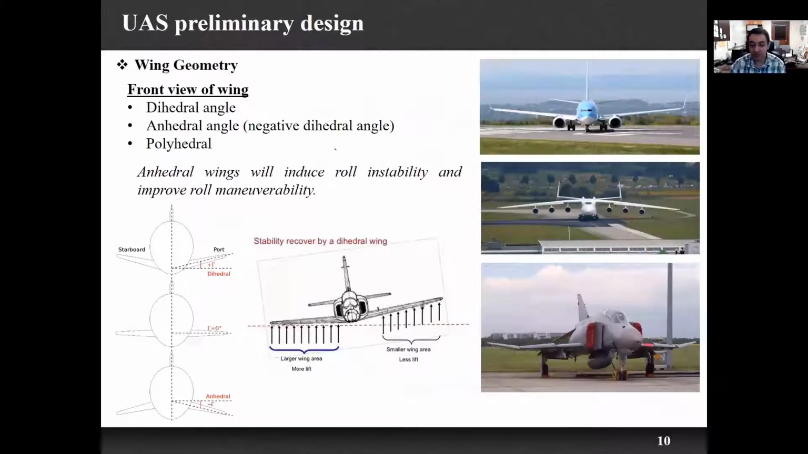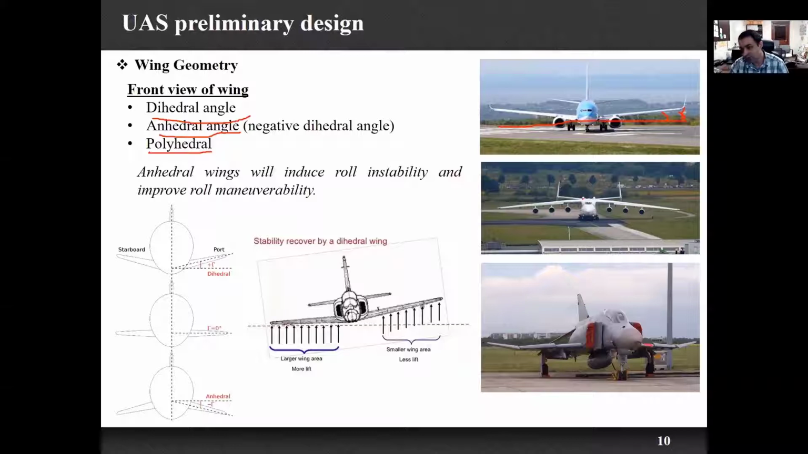So going back to the front view of the wing, we said that we can have a front view of the wing which has a dihedral angle. The dihedral angle is the angle that the wing makes with this horizontal line. From the front view, we can have a dihedral angle, an anhedral angle, and a polyhedral angle. The dihedral angle is this in this aircraft. If you see the wing, these have an angle from this horizontal line. If I show this angle with gamma, this is the dihedral angle.